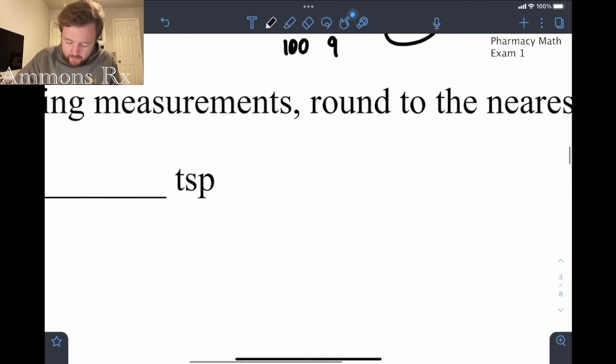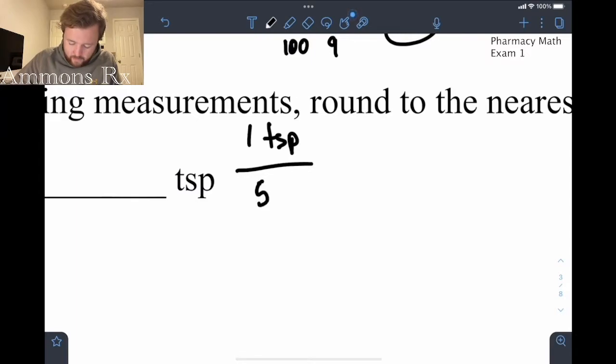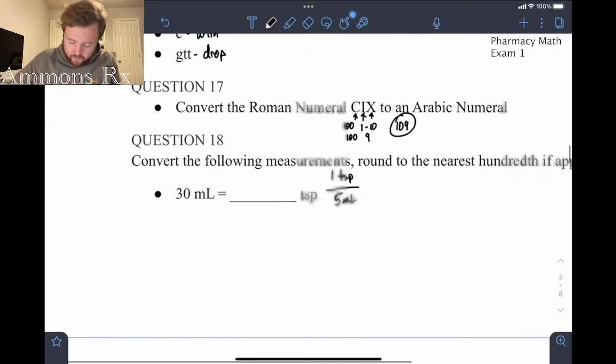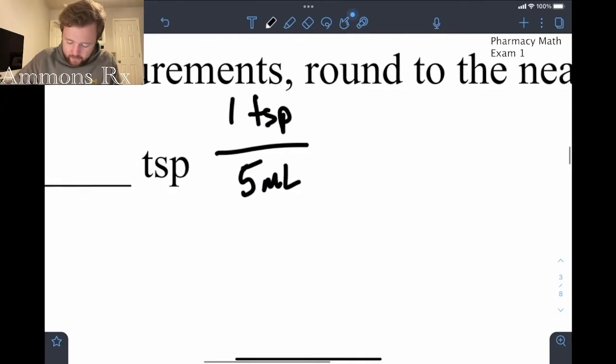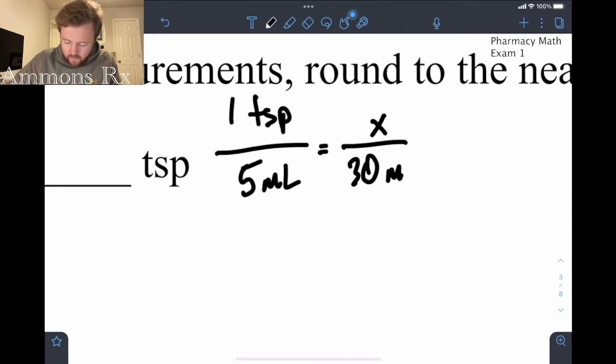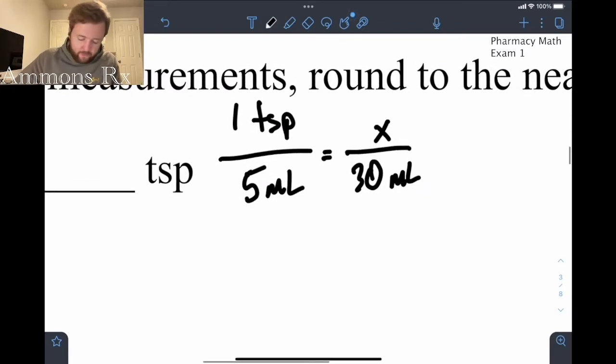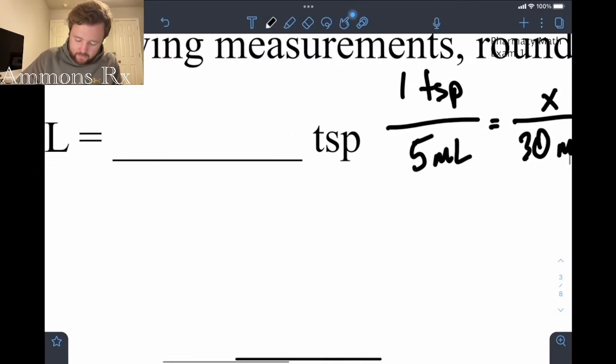The mils to teaspoon. Remember your conversion: 1 teaspoon is 5 mils. Okay, we have 30. So what is 30 divided by 5? That is going to be 6.